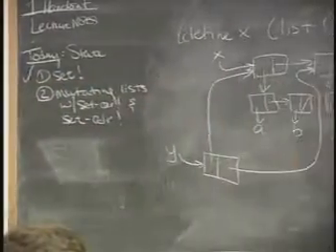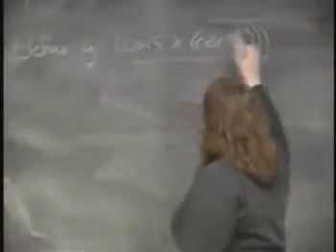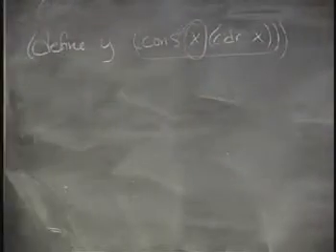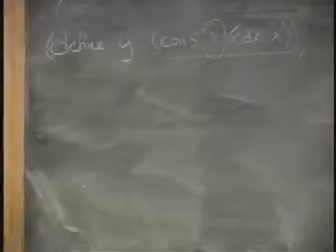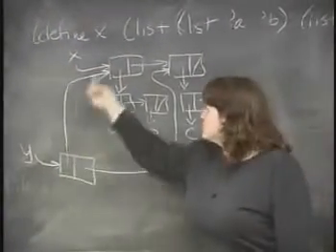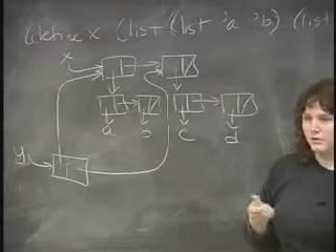Because when we go to apply the cons here, we look at the values of the sub-expressions. The value of x is this box and pointer diagram. And we're making that the car of our cons cell. So we just point to the box and pointer diagram.